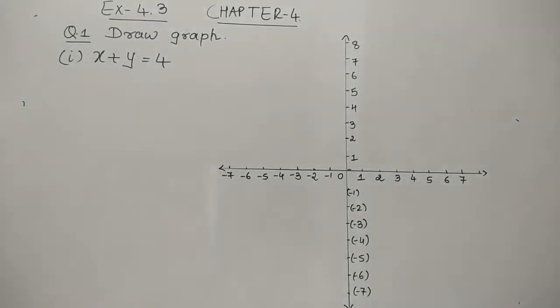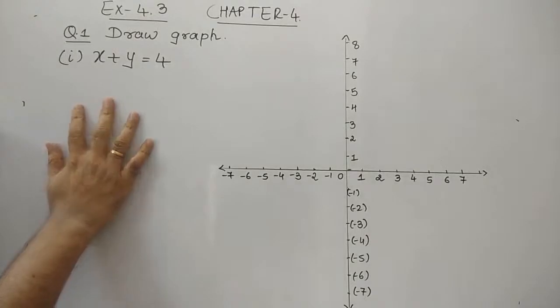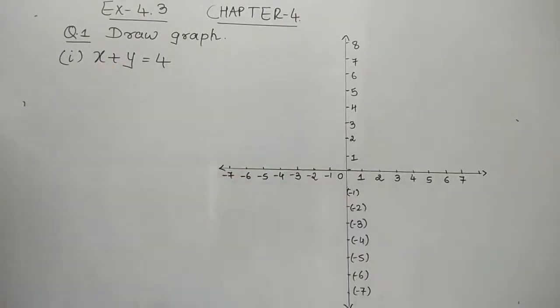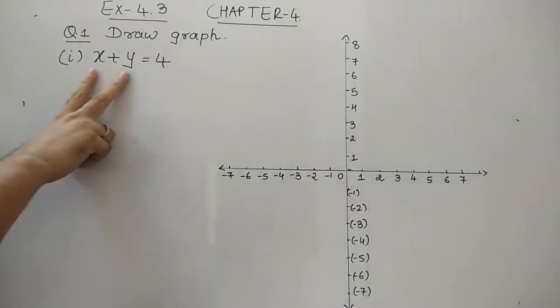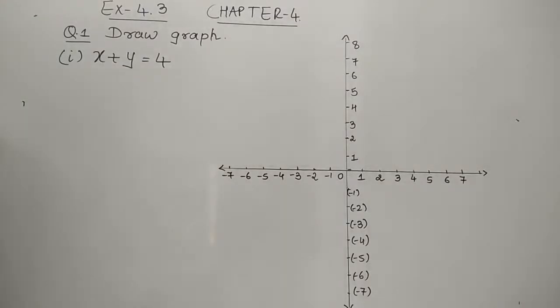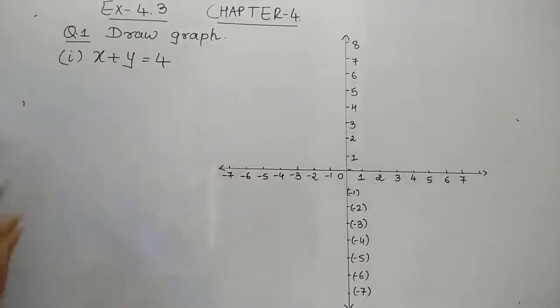Students, let's start with the main part of this chapter. That is, we have to represent this linear equation in two variables on a graph paper. So here they have given one example, that is a question of linear equation in two variables, and we have to draw the graph of this. As in the earlier videos we discussed, a linear equation in two variables has infinitely many solutions.